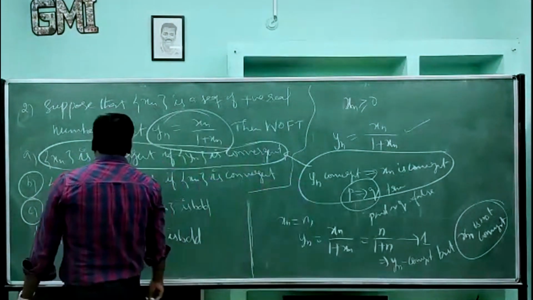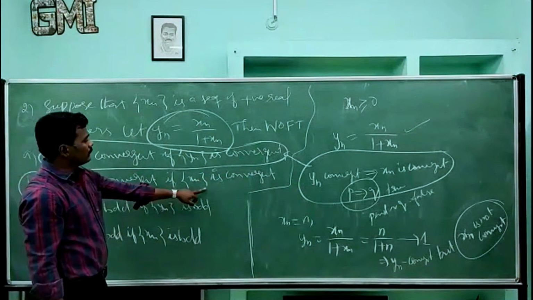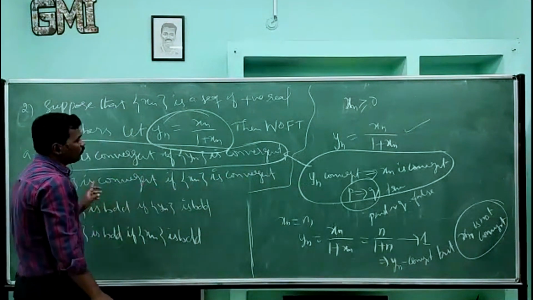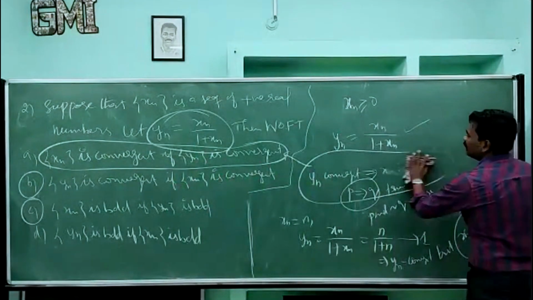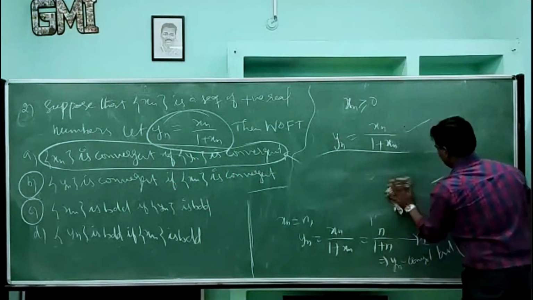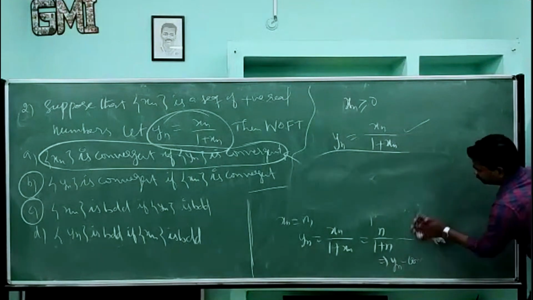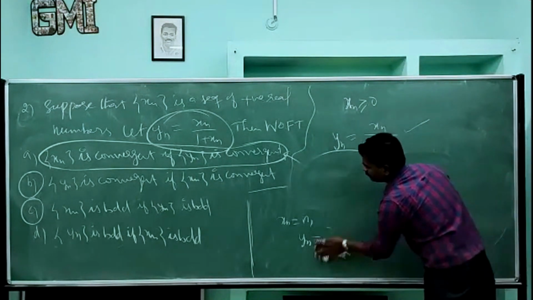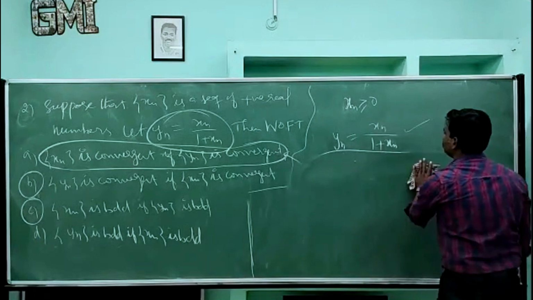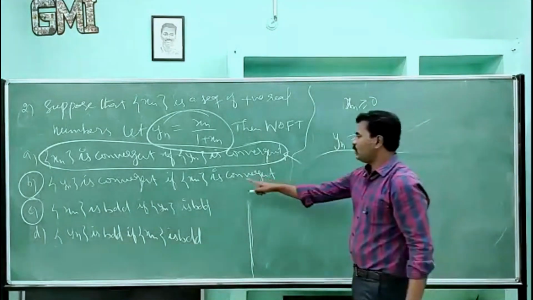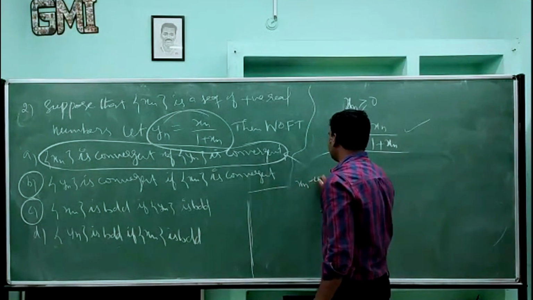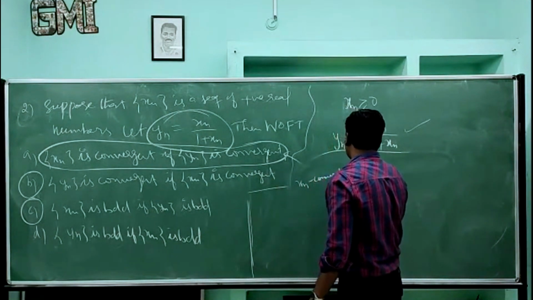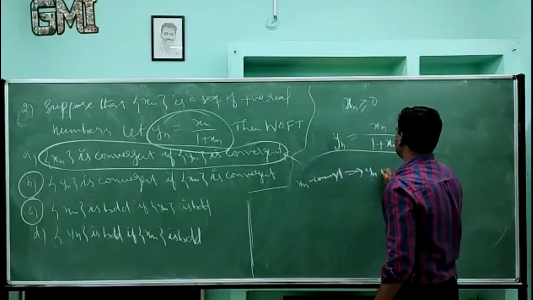Okay, what about the second option? Xn is convergent, which implies yn is convergent. They are asking about option B. What is the meaning of option B? Xn convergent implies yn is convergent.